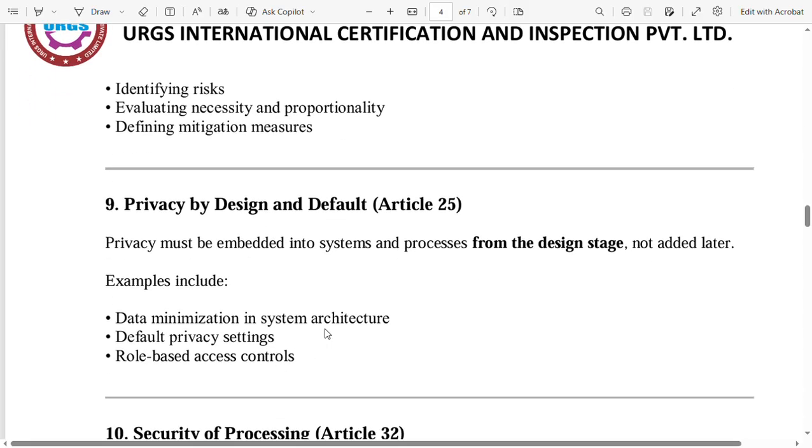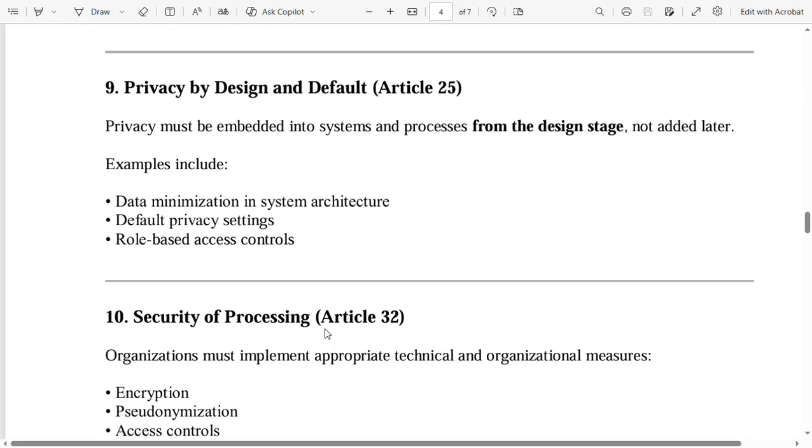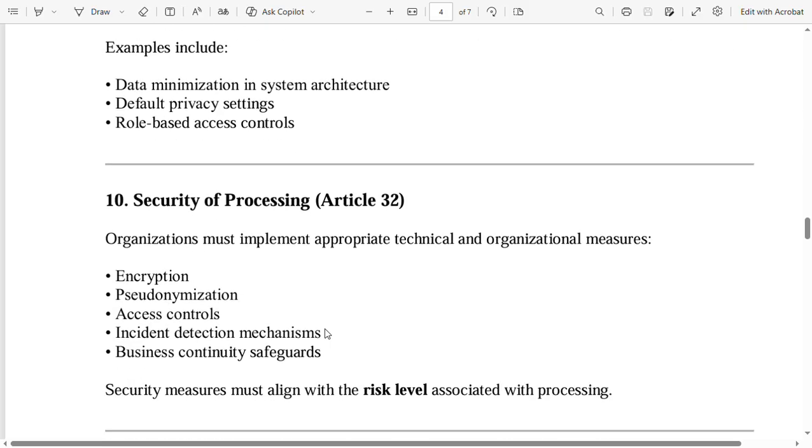Ninth, privacy by design and default. Article 25. Privacy must be embedded into systems and processes from the design stage, not added later. Examples include data minimization in system architecture, default privacy settings, role-based access controls.